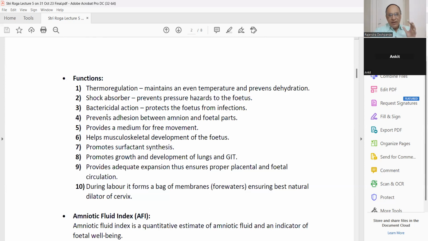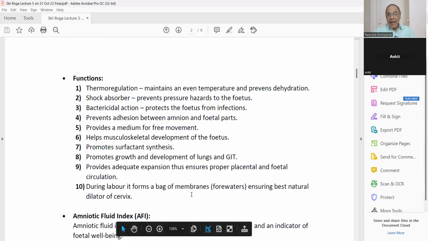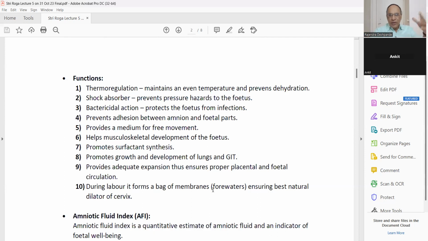Bactericidal action prevents the adhesion between the amnion and the fetal parts. Prevent the adhesion, not union, prevent the adhesion. Then it helps musculoskeletal development, promotes surfactant for the lungs, promotes the growth and development of lung and GIT, and provides adequate expansion for the fetus. During labor, it forms a bag of membranes, that is the forewaters for the normal delivery.